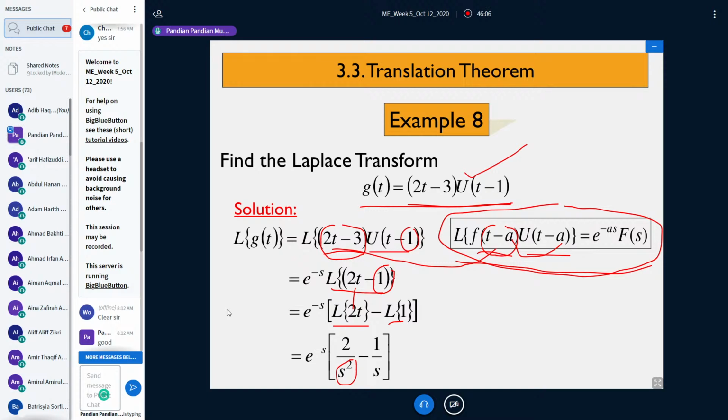2t minus 3 equals to, modify, 2t minus 2 minus 1. You must modify it. So equals to 2. You must make it t minus 1 as one term, and then minus 1 like this. 2t minus 2 minus 1. So the t minus 1, because the u is t minus 1.